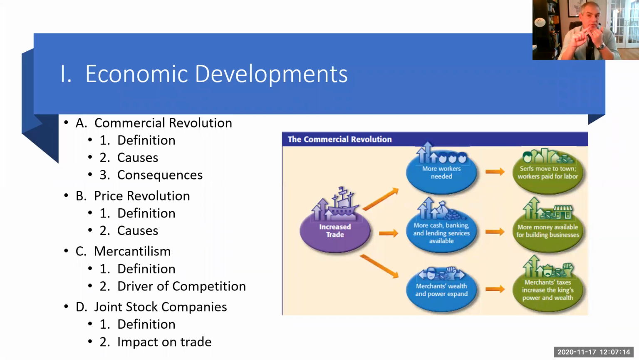So if wealth is fixed and power is measured in wealth, and if one country gets poorer, that means another country gets richer, then you want to control the trade flow between you and other countries. And you want the trade to be in your favor. So you want the balance of trade to be in your favor. You want some other country buying more of your stuff than you are buying of their stuff. So that creates the need for colonies.